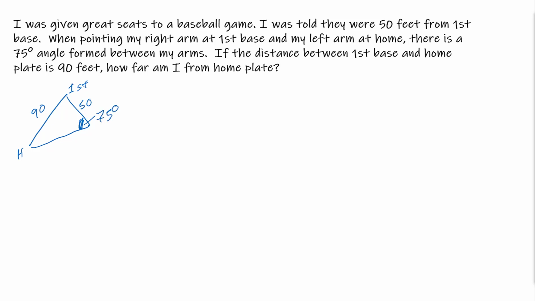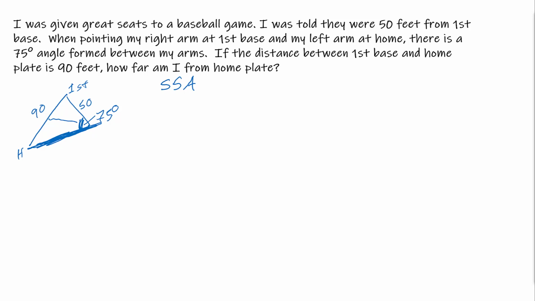So how would we figure out how far I am from home plate? That's this distance. Well, I have enough information. I have a side-side-angle. So this is the one that could be nasty, but we notice that the side that goes with the angle is larger than the other side that's given. So that tells us there's only one possible triangle. So let's continue with this.